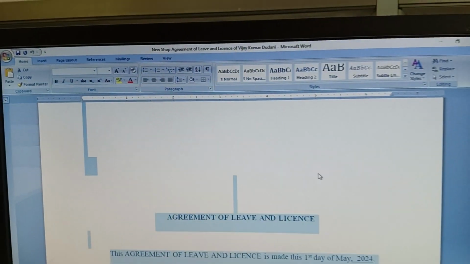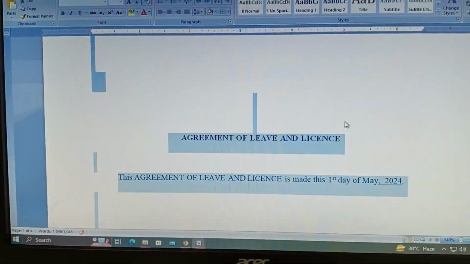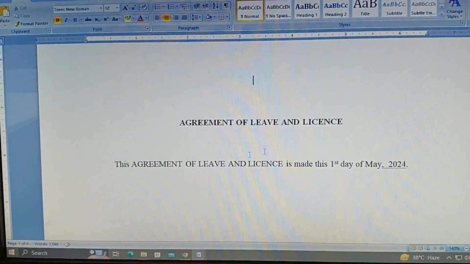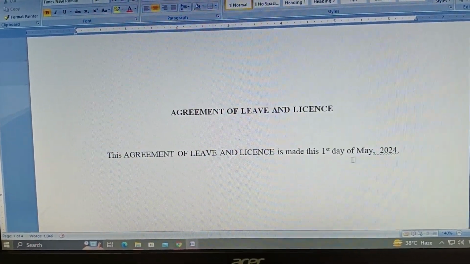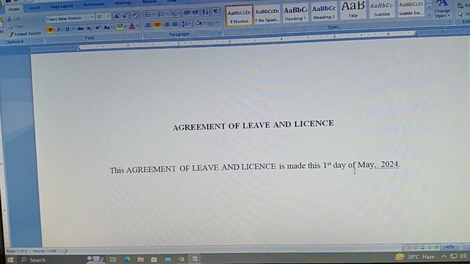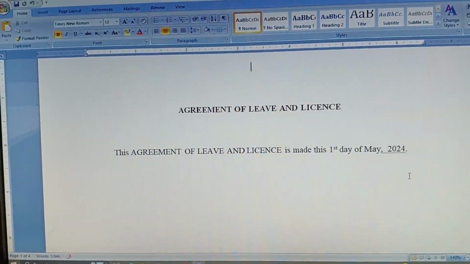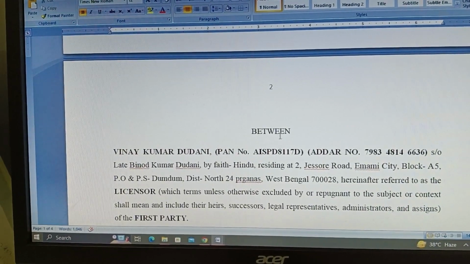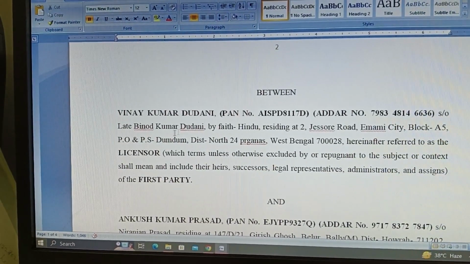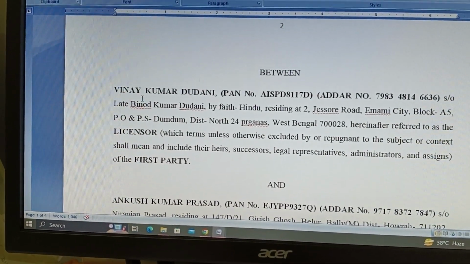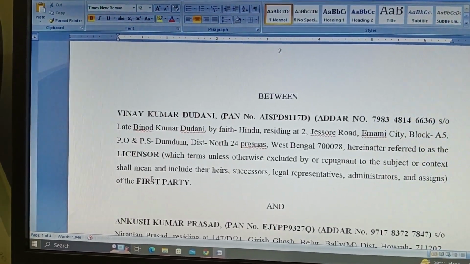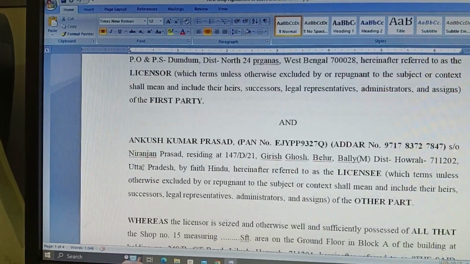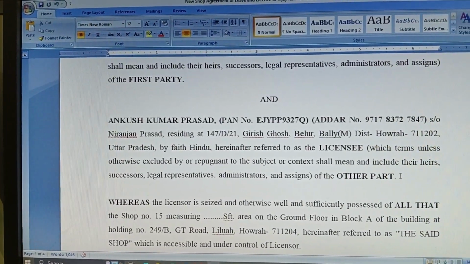So here we come to the computer screen. First you have to write "Agreement of Leave and Licensee". The agreement of leave and licensee made on the day of May 2024. Then comes "between", which means two parties: the first party, who is the licensor, and the other party, who is the licensee.